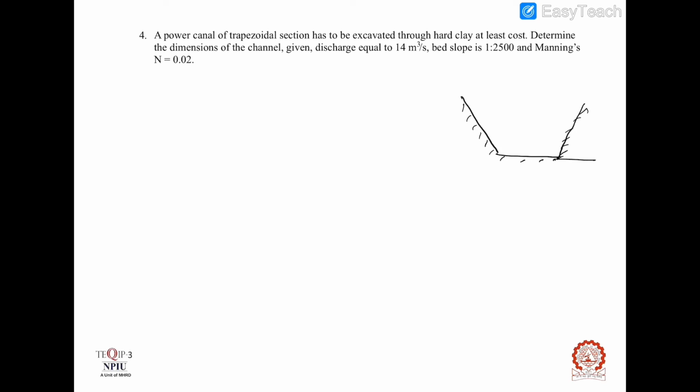If we are keeping the side slope as 60 degree, means the n value will be, tan theta is equal to 1 by n. So tan 60 degree is equal to 1 by n. Tan 60 is root 3, so 1 by n, so n is equal to 1 by root 3.